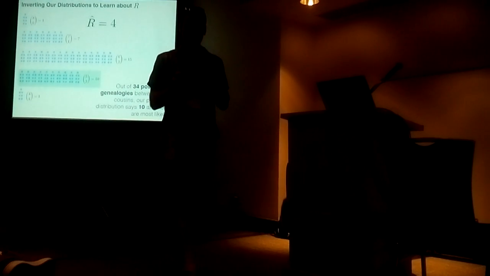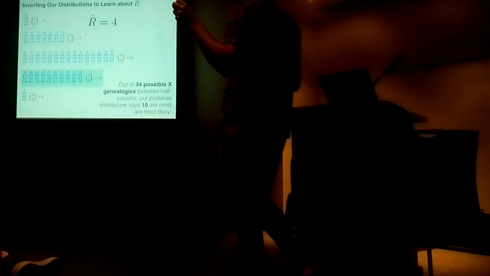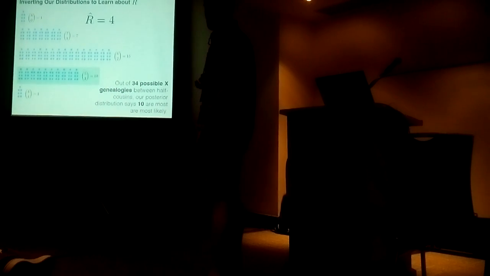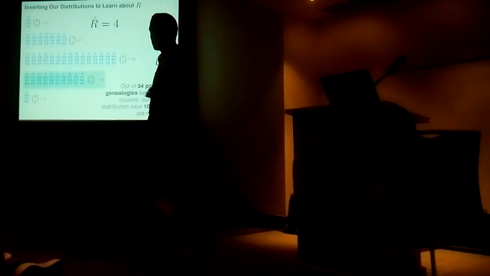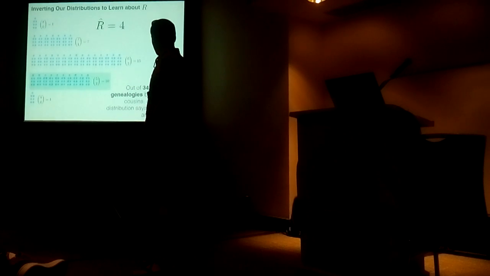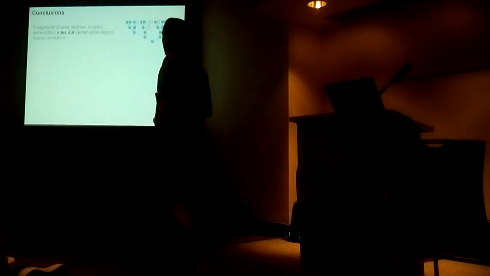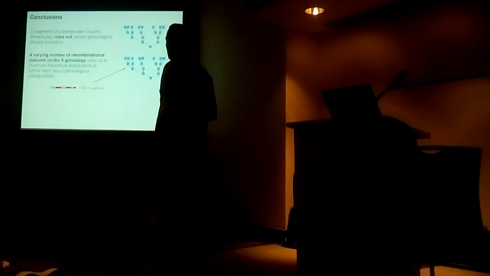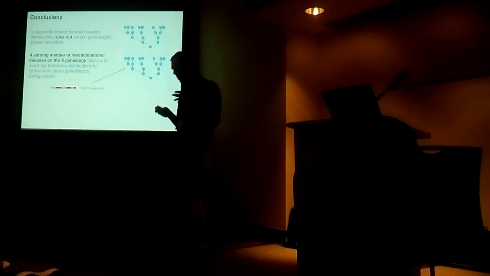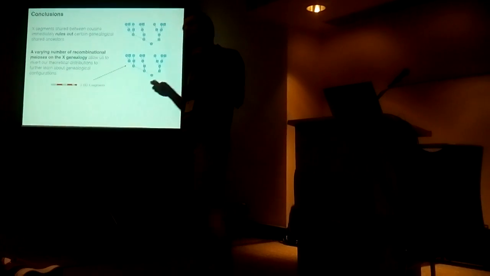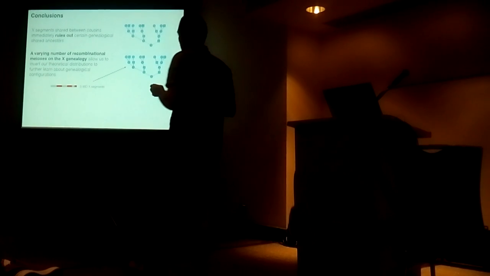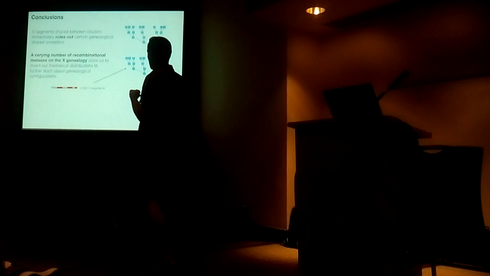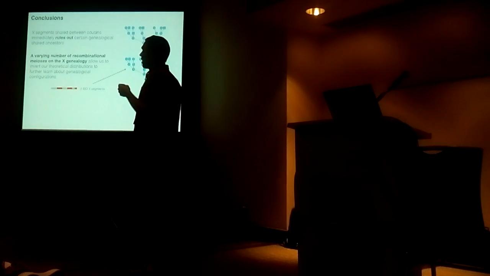And it's important to note that this is already conditioning on the fact that we already share X segments. So the total number of combinations on autosomes alone is much, much larger than this. So just by seeing X segments, we know that it's 34 possible genealogies. And then using the posterior distribution of R, we can narrow it down to this. So to conclude, X segments shared between cousins immediately rule out certain genealogical shared ancestors. We can use the fact that the number of recombinational meioses, ignoring the pseudoautosomal region, varies across an X genealogy to learn something about the posterior distribution of R, and thus learn certain things that we can't see in the autosomes alone.